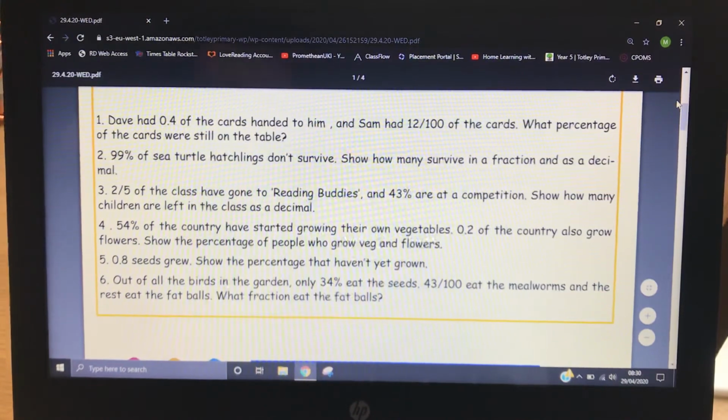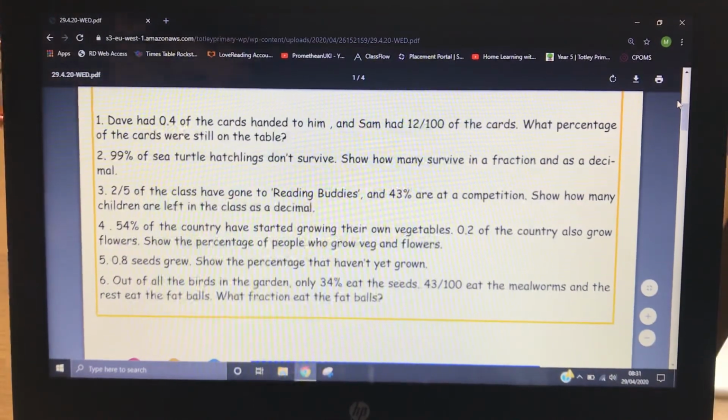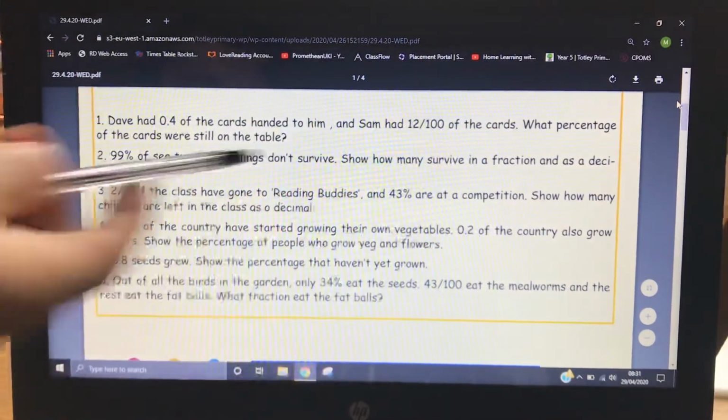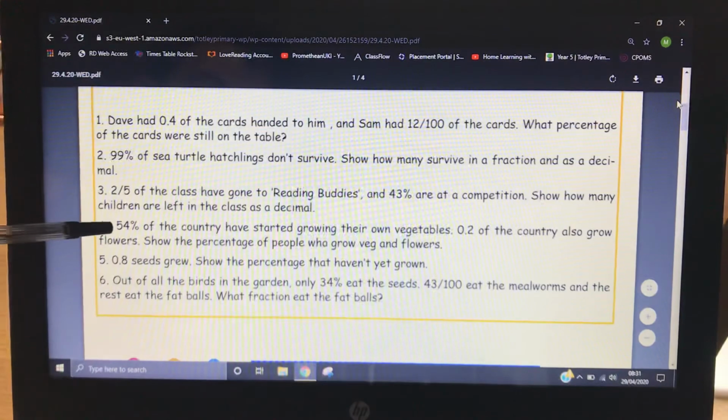54% of the country have started growing their own vegetables. That's not true, I don't know. 0.2 of the country also grow flowers. Show the percent of people who grow veg and flowers. So 54% grow veg and 0.2 also grow flowers. So you want the combination of the two. You need to remember that that's 20, not 2. So that's 20%. So 74%. So 74% of people grow both veg and flowers.